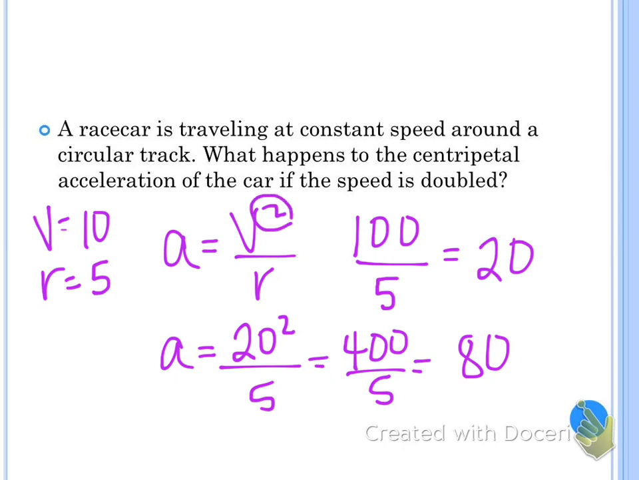The reason it's 4 times larger is because of that square. Okay, it's not just double to double because of that square in there. So if it was not v squared, if it was just v over r and it doubled, then we would see a double in our acceleration as well.